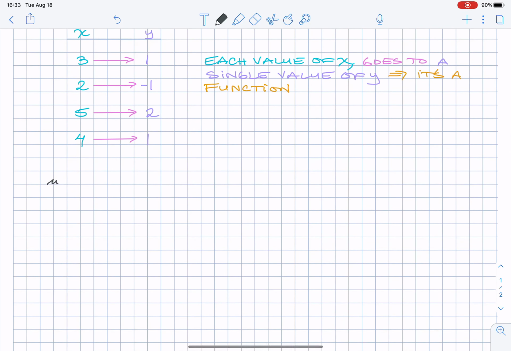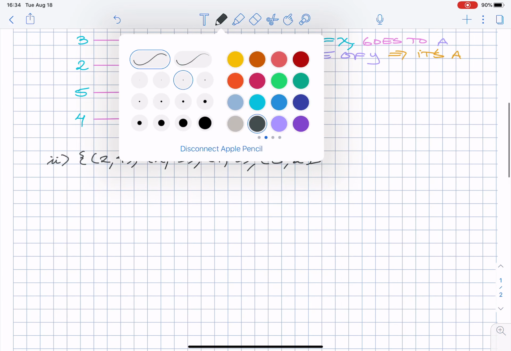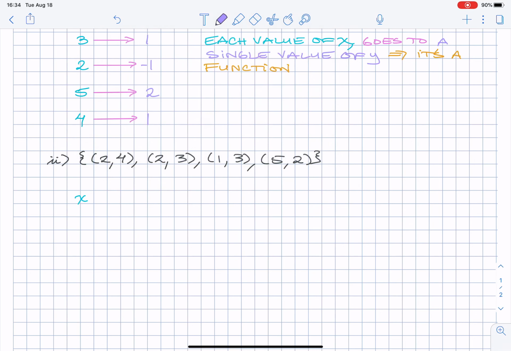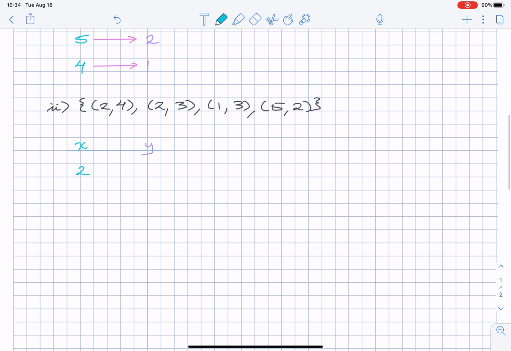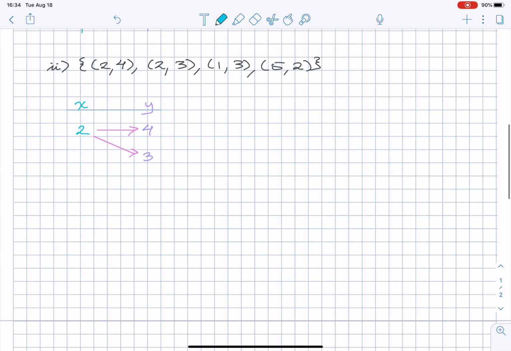So now let's see what happens if I consider this next relation. So let's say I have 2 going to 4. Then let's say I have 2 going to 3. Then let's say I have 1 going to 3. Then let's have 5 going to 2. Okay, so once again, let's look at x and y. For the first value of x, I have 2 mapping to the y value 4. But in the next case, I still have 2 mapping to a different value of y, namely 3. That's not unique anymore. 2 is no longer producing a unique value for y.